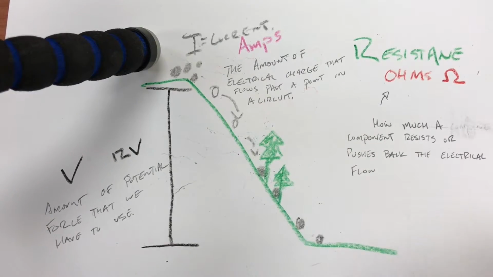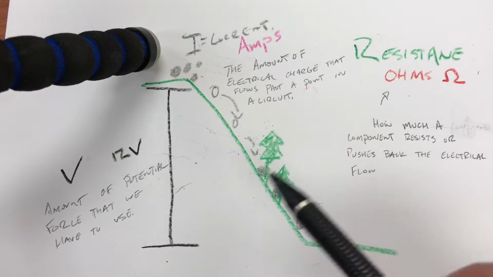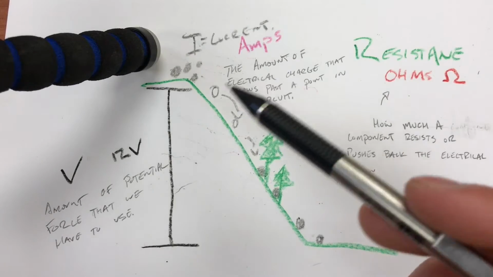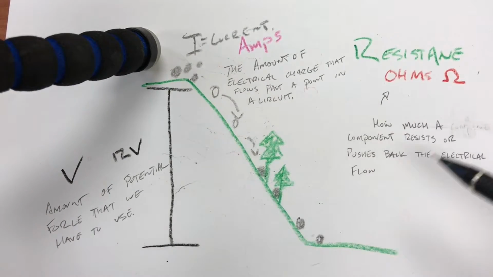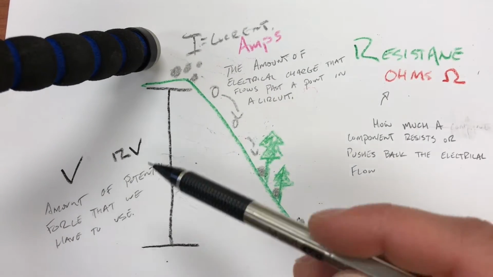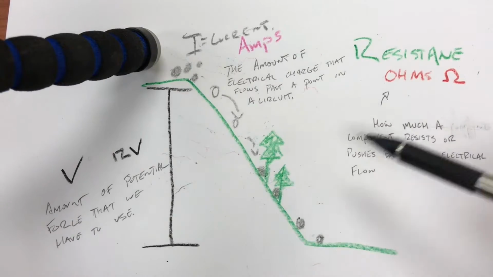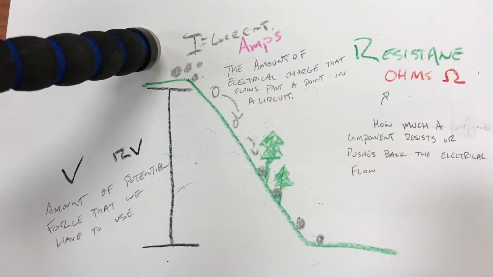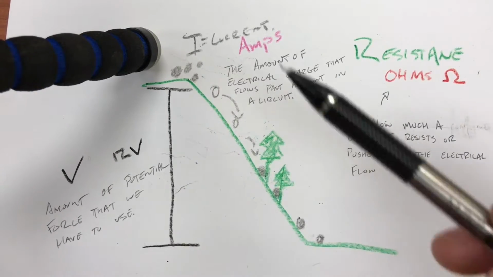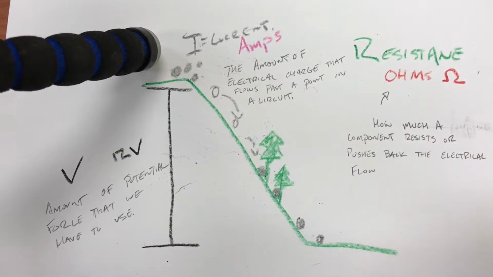So if we only have a couple of things that take the current down, a couple of things that have resistance, then we don't need a lot of volts. But if we have a lot of things that have resistance, then we need more volts. The relationship is, if there's more resistance, you need more volts, which gives more current. Does that make sense?